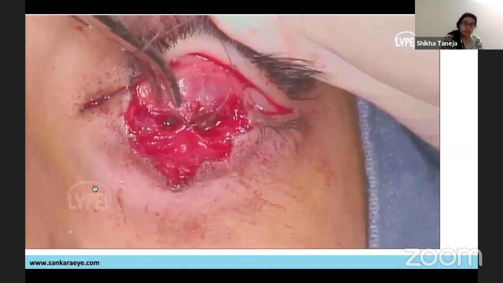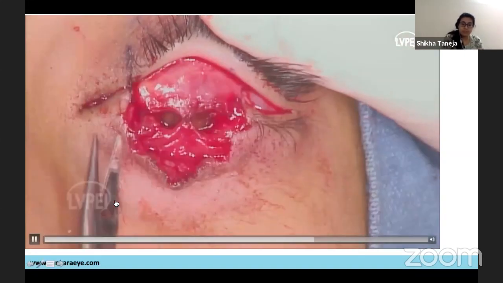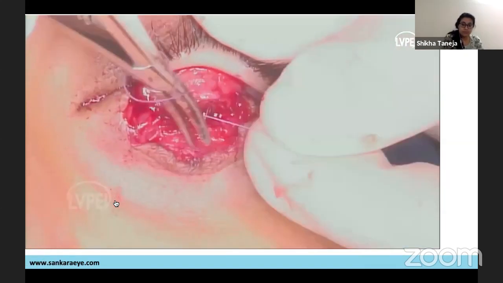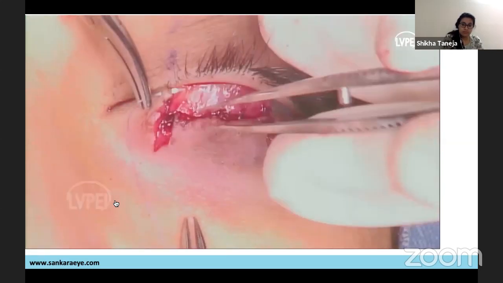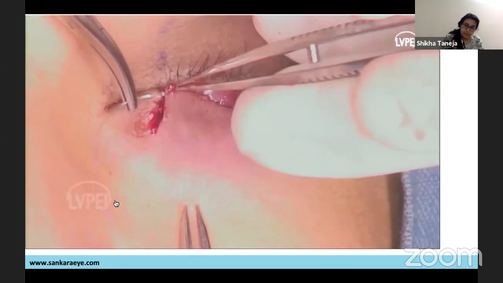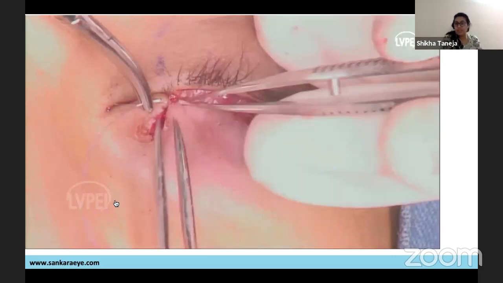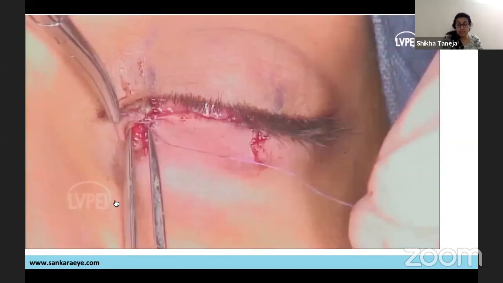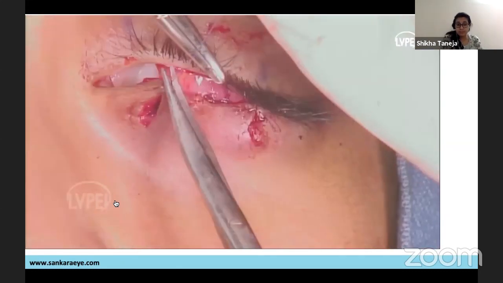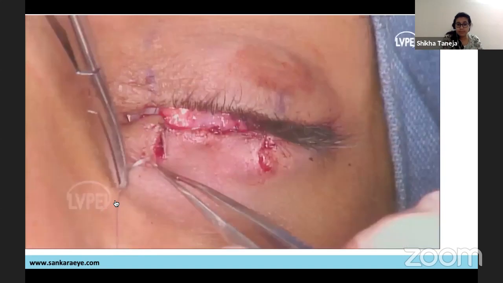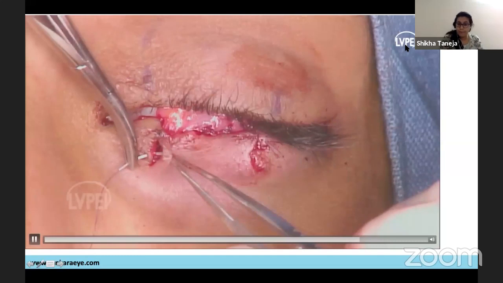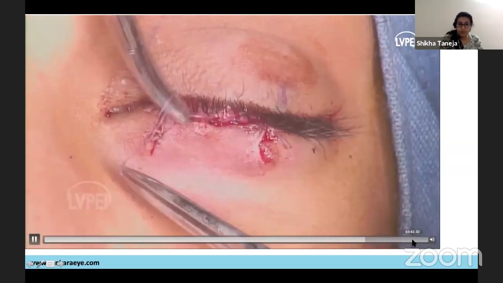Pull the retractor, lower lid retractors up and down. And the skin which we had preserved in this case was actually used as a flap eventually, and it helped us in replacing the anterior lamella. I'll just skip this part in order to save some time.